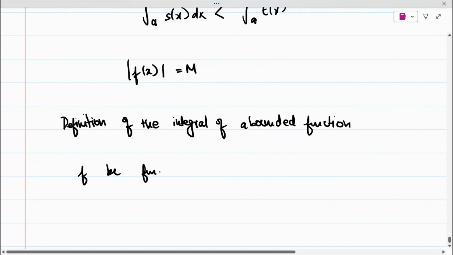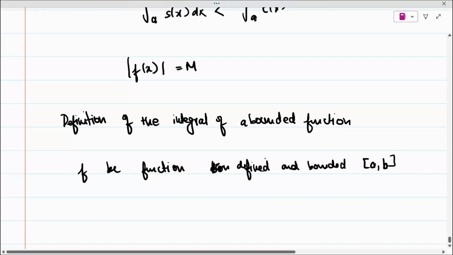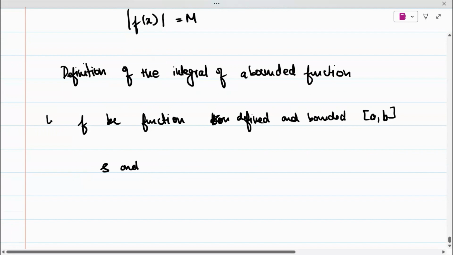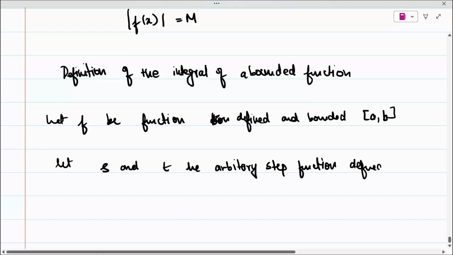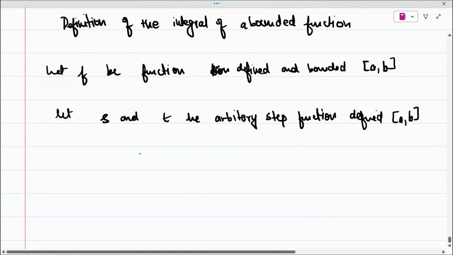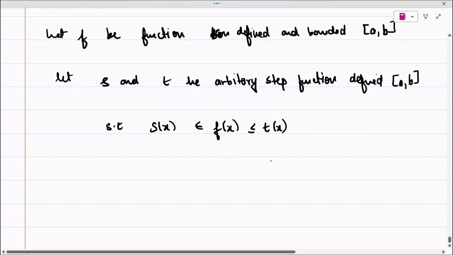Now let s and t be arbitrary step functions, also defined in the same interval, such that s is less than or equal to the bounded function we actually care about, and that is less than or equal to the greater step function t, for every x in this interval.